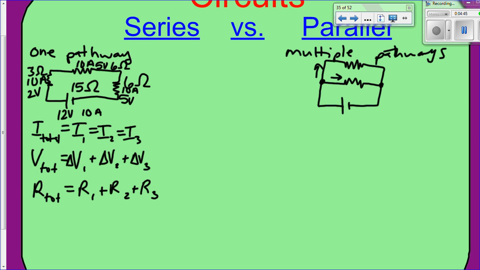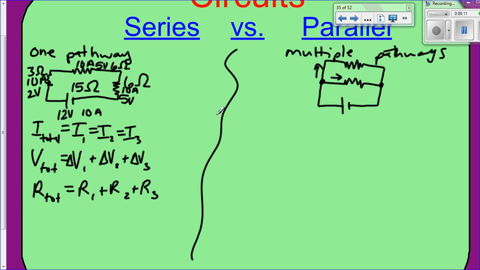Okay, so let's review. The current, the total current, is also equal to the current at each individual spot. The total voltage is going to be equal to the sum of the voltage drops. And the total resistance can be found by adding up the individual resistors. Okay, now let's compare that versus parallel, because parallel is different.